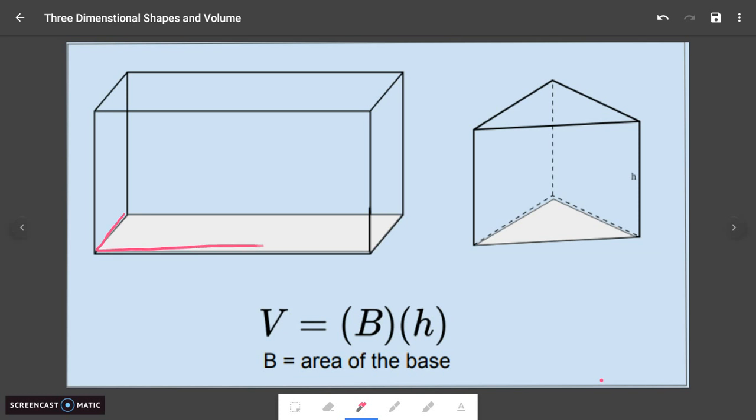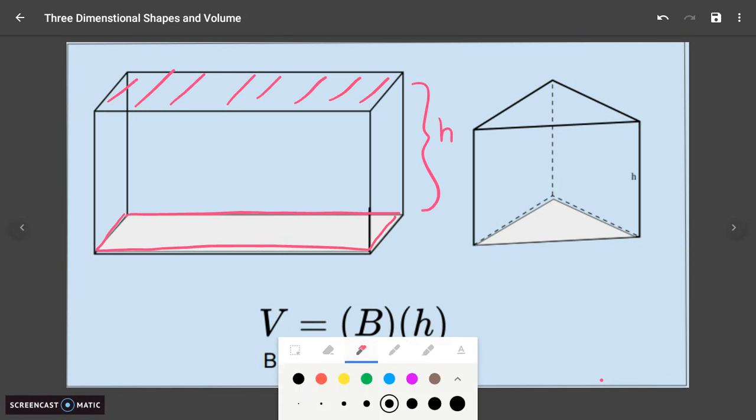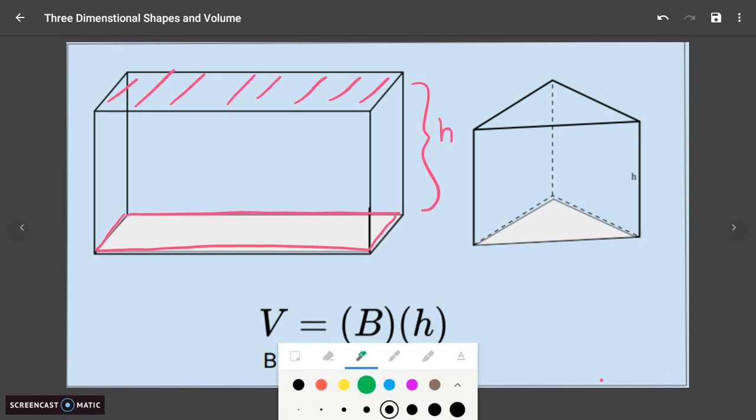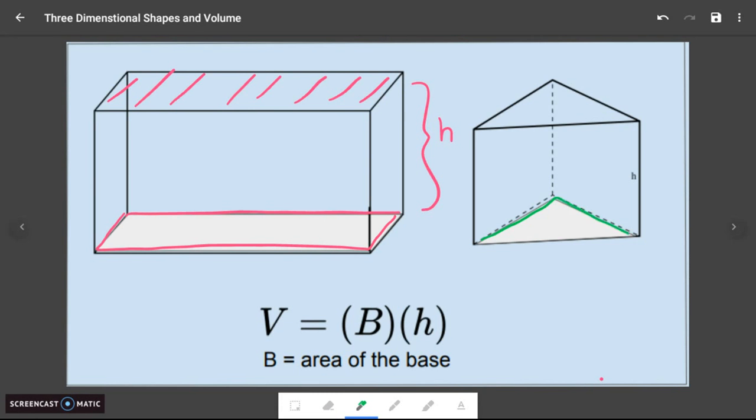So this here is our base, because in the prism world, the bases have a parallel side. If you look at the top, we have this parallel side up top, and then the other sides are just mimicking the height. So this is how tall the shape is. That's our height.